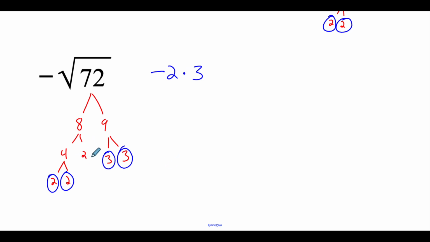Now, I've got this other 2 that didn't get paired off with anything, so it's going to stay underneath the radical. Now, if I do the multiplying out in front, we've got negative 2 times 3, so that's going to be negative 6, and we're going to leave that square root of 2 on the end. So the negative square root of 72 simplifies down into negative 6 root 2.